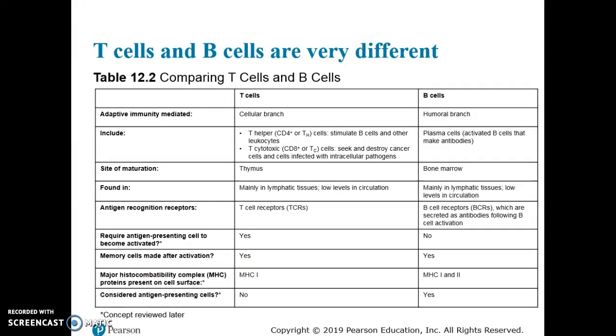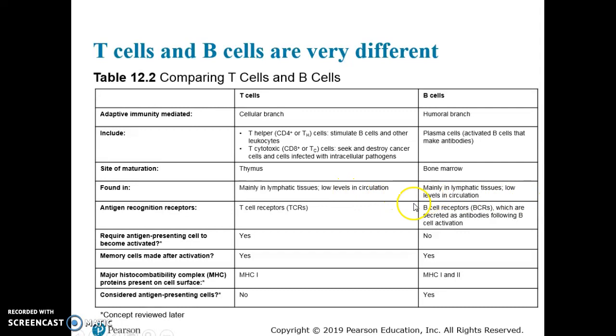So a good compare and contrast of T cells and B cells. Adaptive immunity: T cells mediate the cellular branch, B cells the humoral branch. And what cells do these include? T cells are T helper cells, CD4 positive, and the cytotoxic T cells. Recall that within the T helper cells there are the T helper 1, T helper 2, and there are also T regulatory cells. Site of maturation is the thymus, primarily found in the lymphatic tissue. Remember, very low levels in circulation.